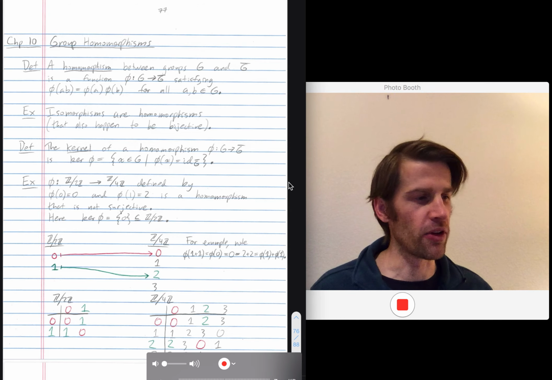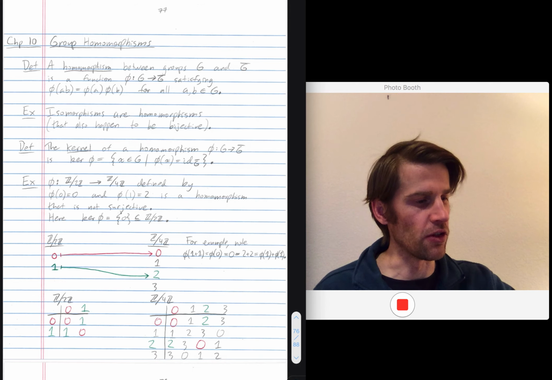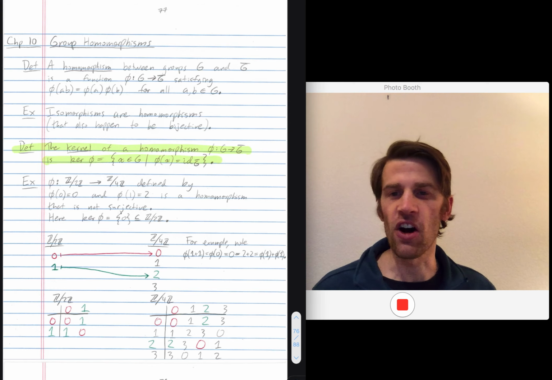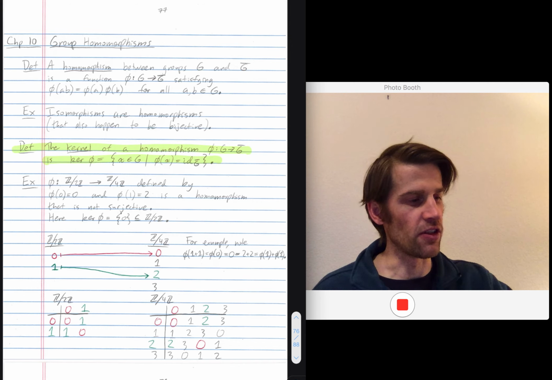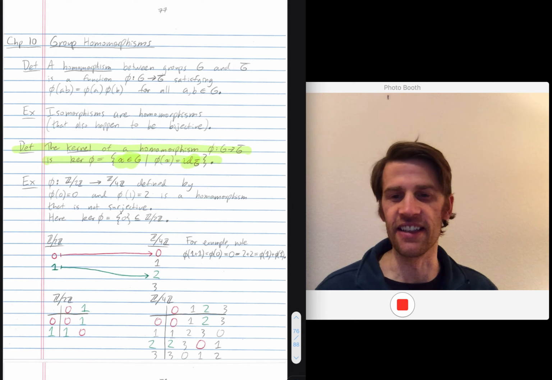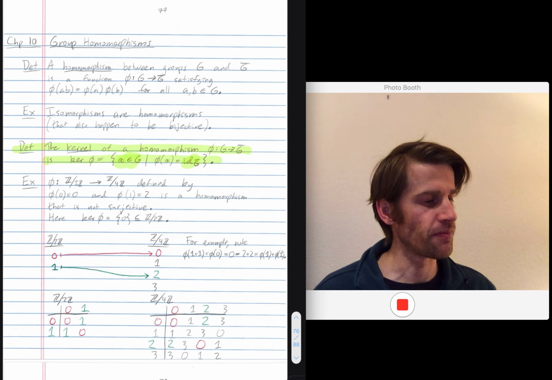Okay, an important concept that I'll cover today is the kernel. The kernel of a homomorphism phi is all of the things that get mapped to the identity. So the kernel is all of the group elements in G that get mapped to the identity in G bar.